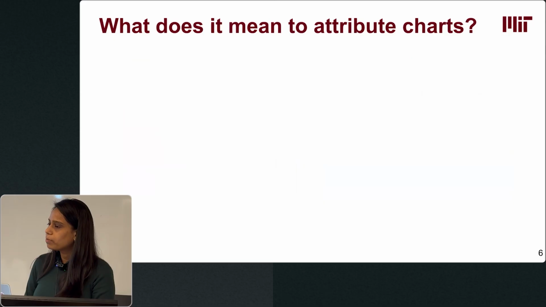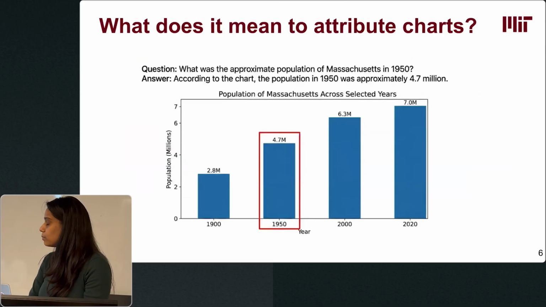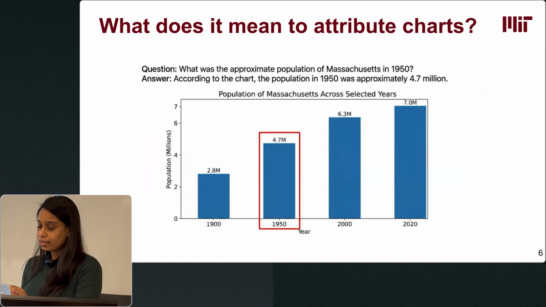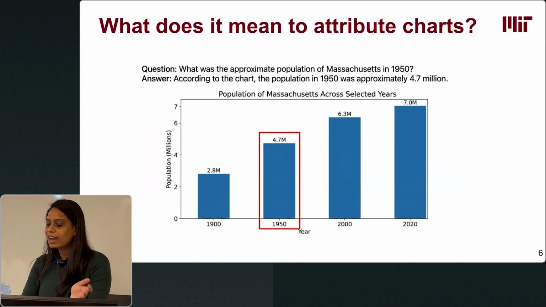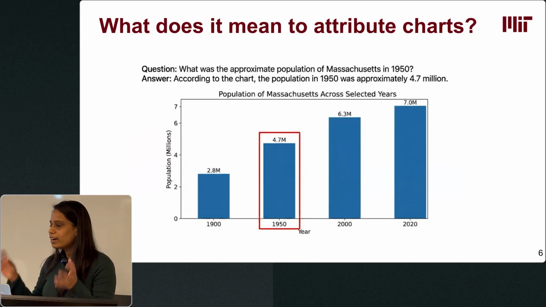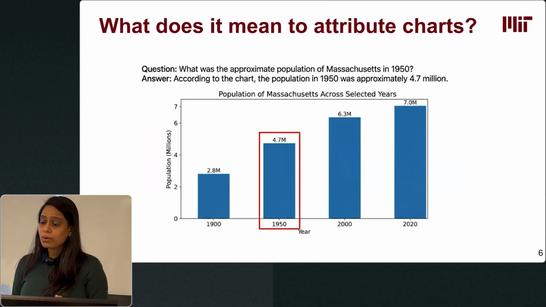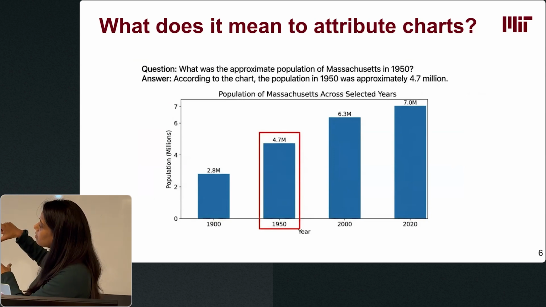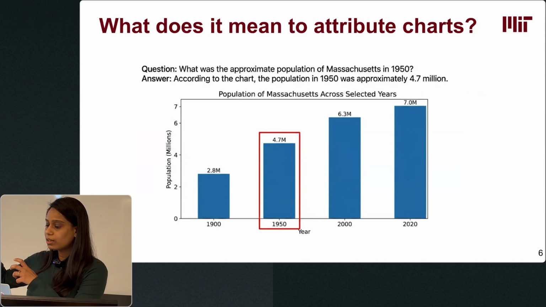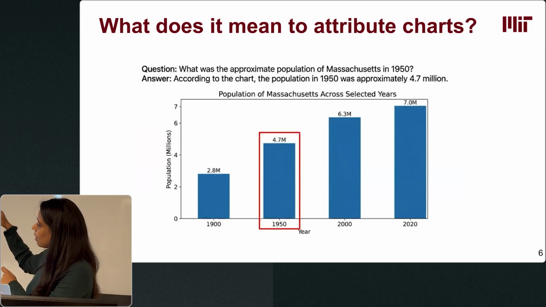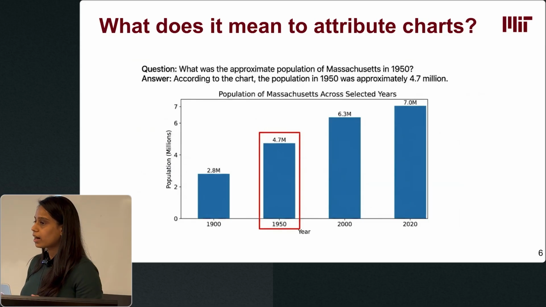So what does it mean to attribute charts? Let's look at this image. We have a graph over here, which is the population of Massachusetts across several years, from 1990 to 2020. This is a very simple chart. We ask a vision language model a question, and it will probably give us an answer. However, we are not sure if that is correct or not. So we define attribution for charts as the creation of bounding boxes on the chart, so that when we ask a question, it gives us an answer, and it also directs us to where the answer is being extracted from.